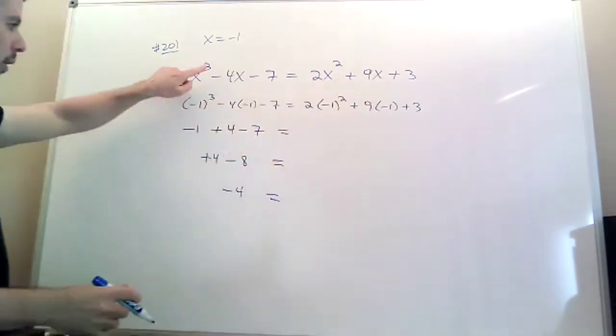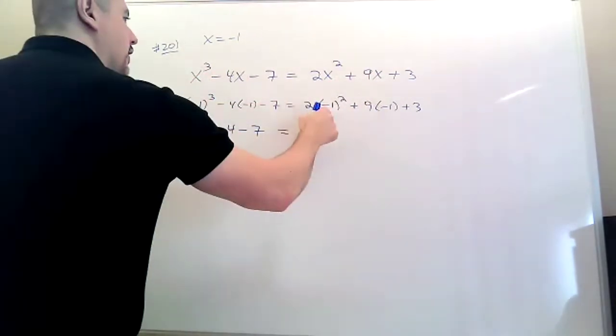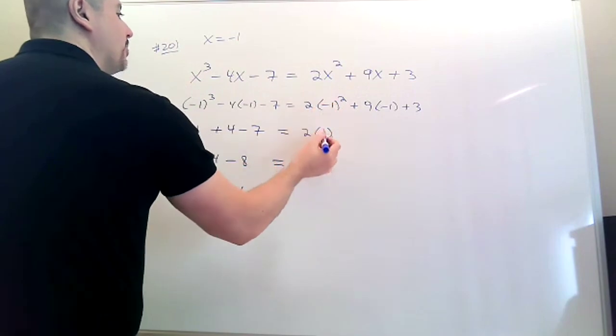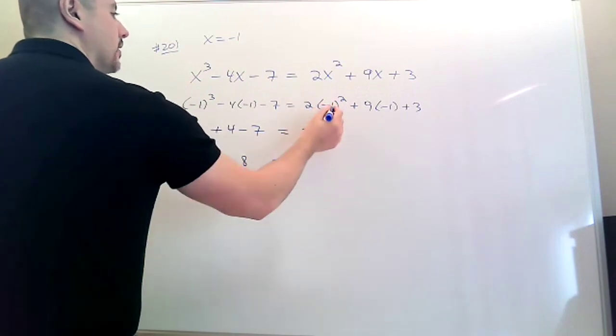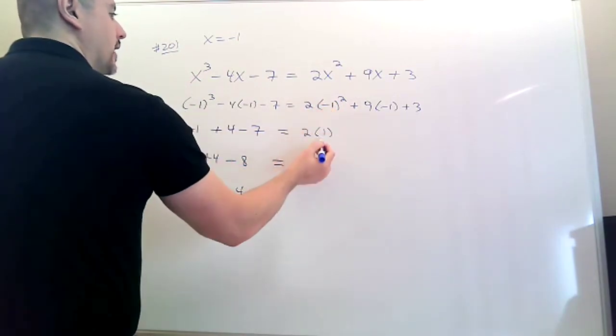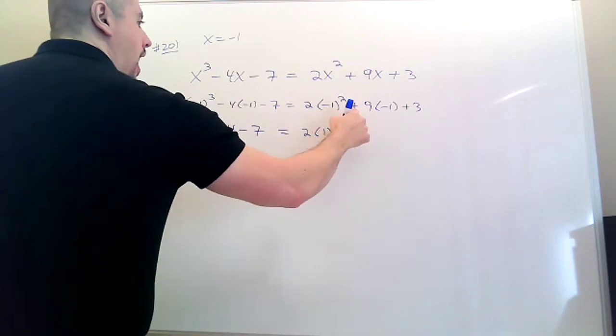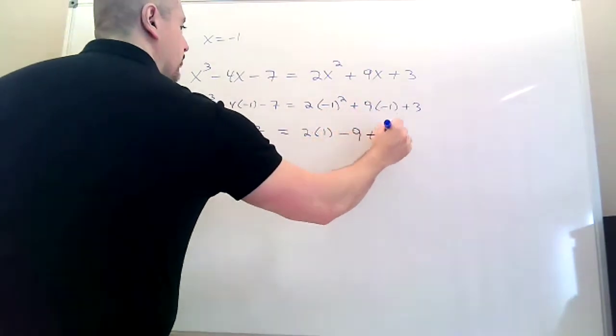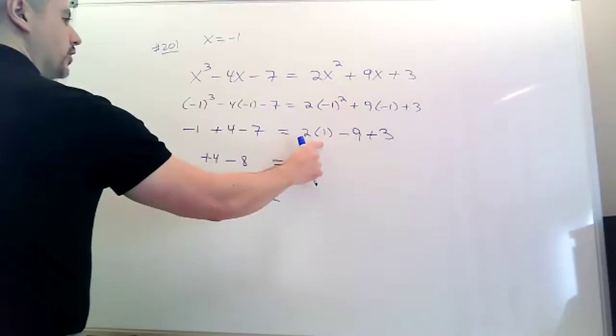Now go to the right side. I want you to work like this. -1 squared is 1. -1 times -1 is +1 times 2. Right? Square a negative. Negative times a negative is plus. 1 times 1 is 1. 9, +9 times -1 is -9 plus 3. Now 2 times 1 is 2.